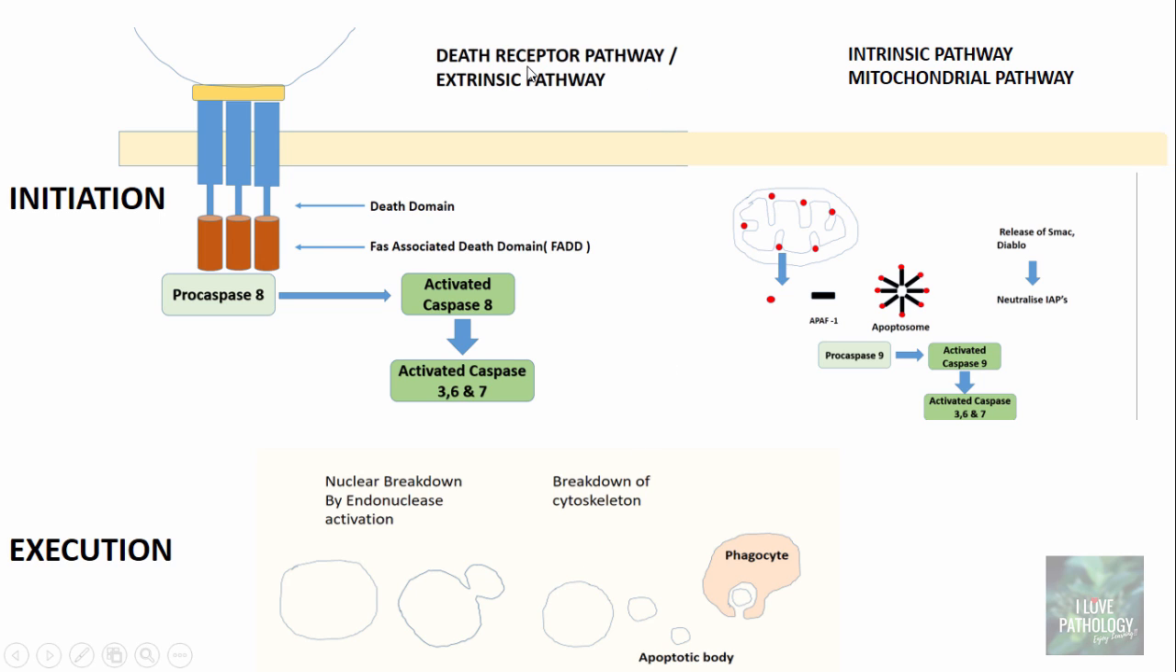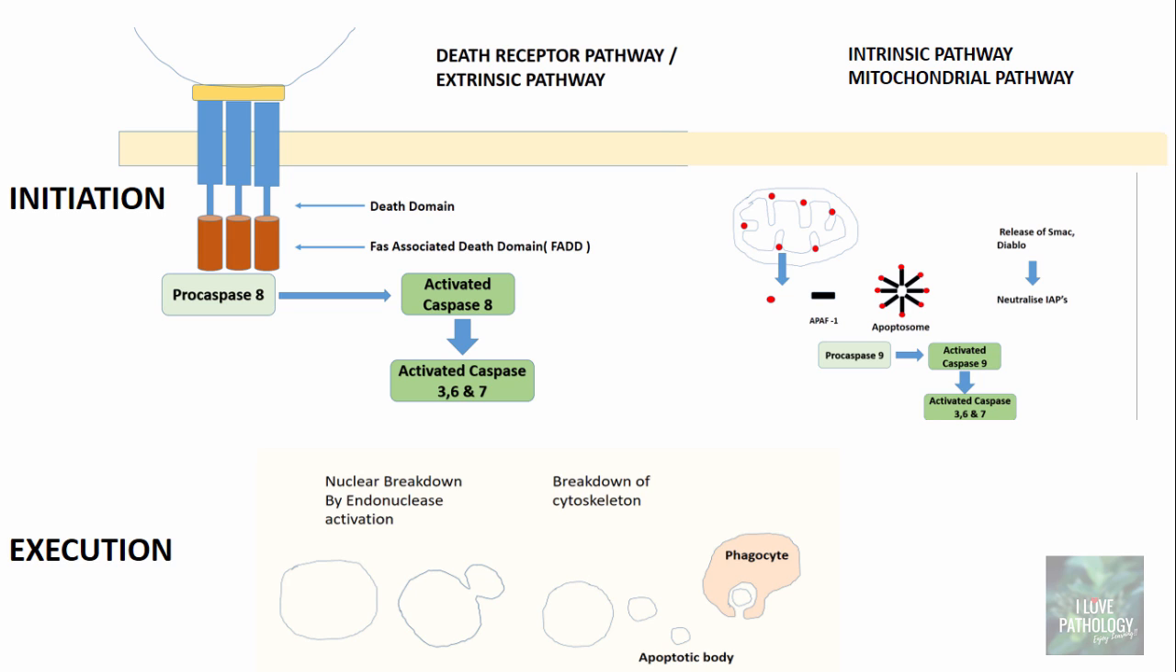So this is a summary of the mechanism of apoptosis. One is the death receptor pathway and two, the intrinsic pathway. In the death receptor pathway, we know that there is a Fas-associated death domain, which activates procaspase 8, and then the executioner caspases are activated. In the mitochondrial pathway, cytochrome C is released outside, combines with apoptotic activating factor 1, forms the apoptosome, and then caspase 9 is activated, which in turn activates the executioner caspases. And now we know the execution is in the form of nuclear breakdown and cytoskeletal breakdown, formation of apoptotic bodies, and then they are phagocytosed by the macrophages.